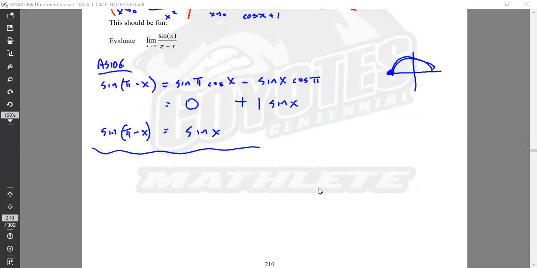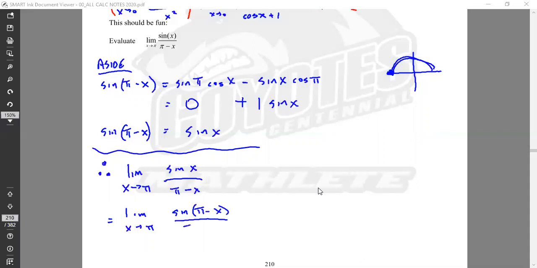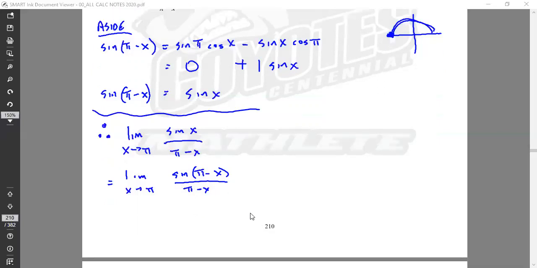So therefore, our original question, the limit as x goes to pi. Notice that x is going to pi, which means that denominator is going to 0. And if our original question said sine x over pi minus x, now we can state that this sine x here is actually equal to sine of pi minus x over pi minus x. So we've created this. The sine of this piece that's going to 0, that denominator is going to 0. There's our rule for this section, that this ends up being equal to 1.